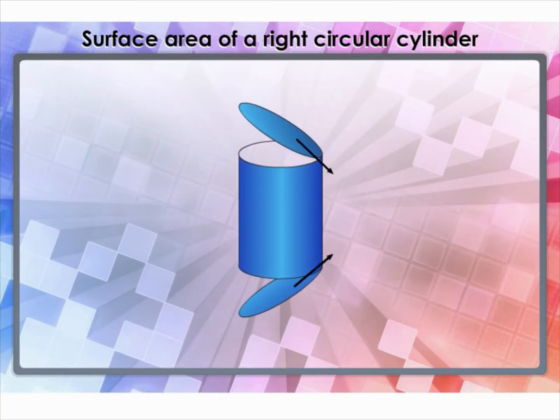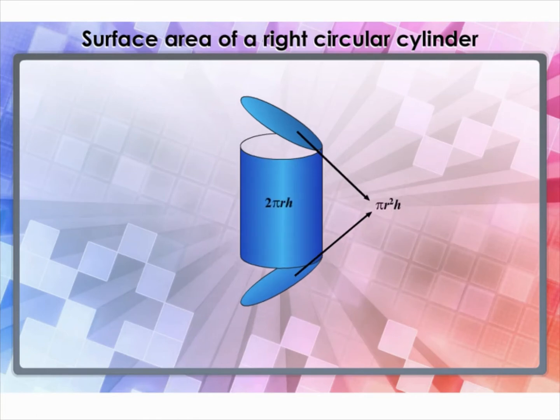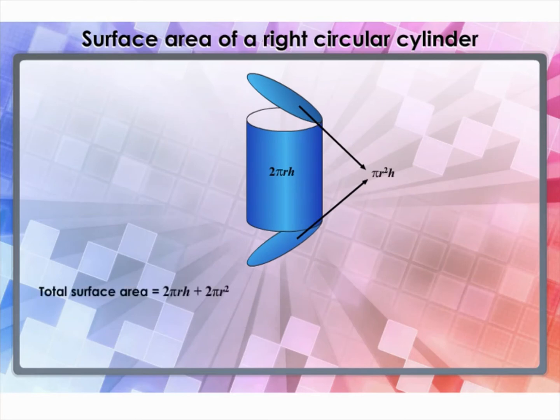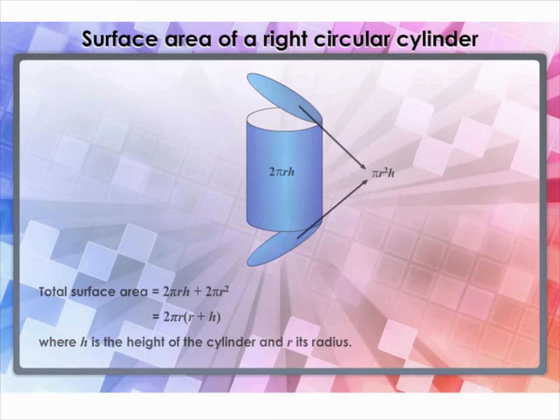Now, if you cover the bottom and top of the cylinder, we need two circles of the same radius r and thus having an area of πr² each. This gives us total surface area as 2πrh + 2πr². Now take 2πr commonly outside, then it becomes 2πr(r + h). Therefore, the total surface area of a cylinder is equal to 2πr multiplied by the sum of r and h, where h is the height of the cylinder and r is its radius.